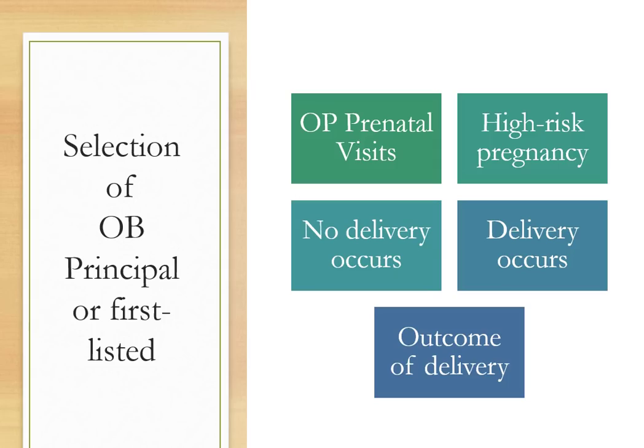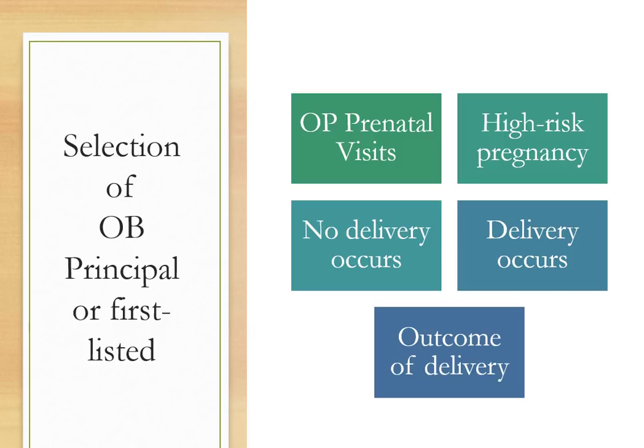All right, guys, let's look at selection of OB principal or first listed diagnosis. So first, in situations where we have routine outpatient prenatal visits, this is when mom is just coming in, no complications are present, and they're just doing their regular OB visit. Here, you're going to use a code from category Z34, which is Encounter for Supervision of Normal Pregnancy. These codes should not be reported in conjunction with a code from Chapter 15.